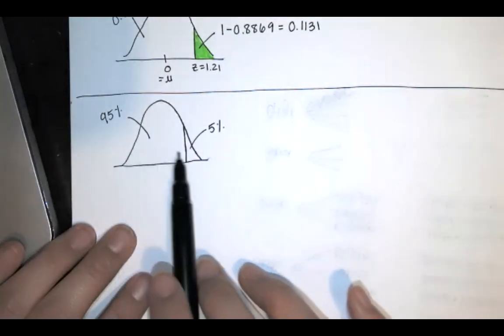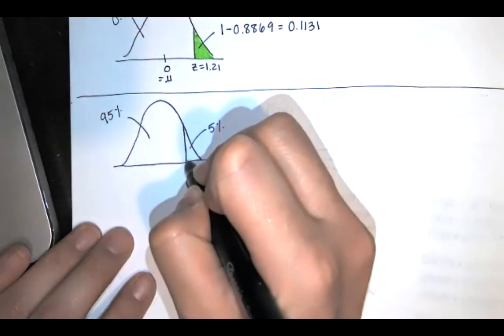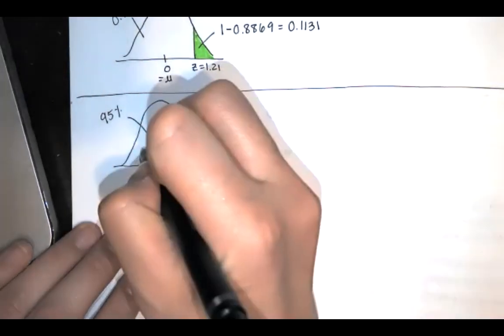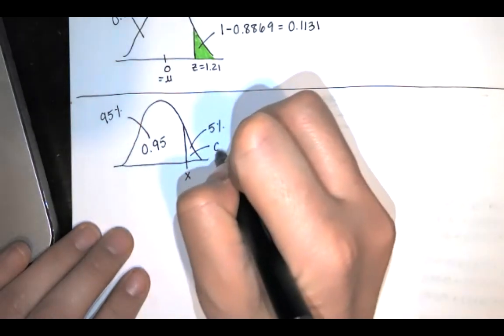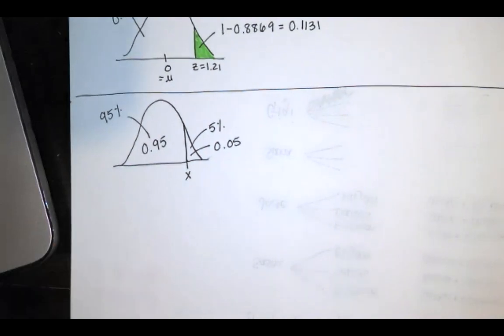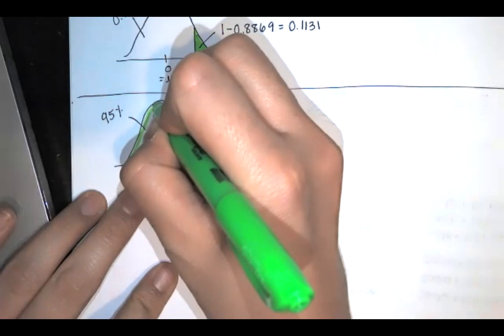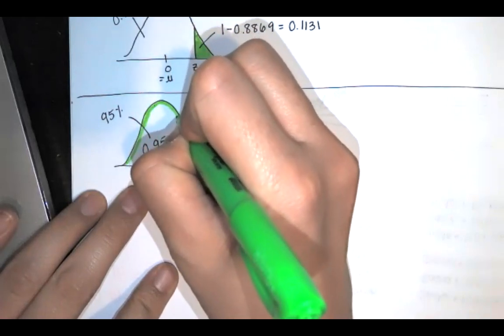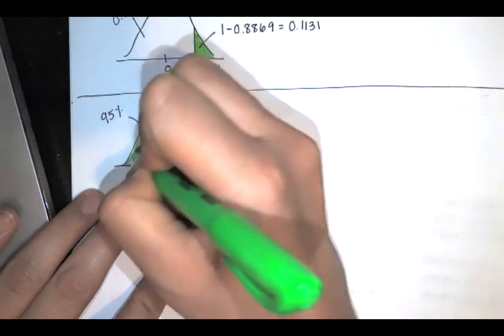So we're allowing the shortest 95% of women to be pilots. So we're actually interested in this area over here. That percentage in decimal form is 0.95. This percentage over here in decimal form is 0.05. And so what I'm looking for is this. The area to the left is 95%.